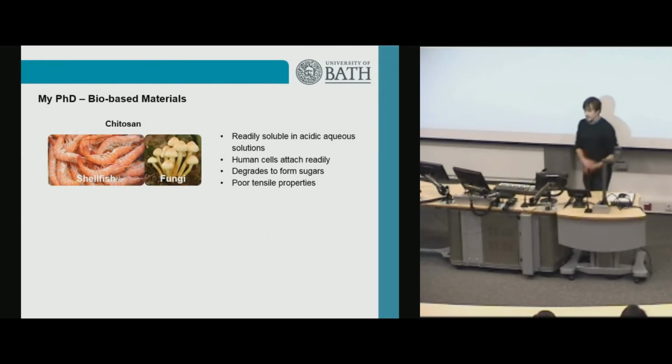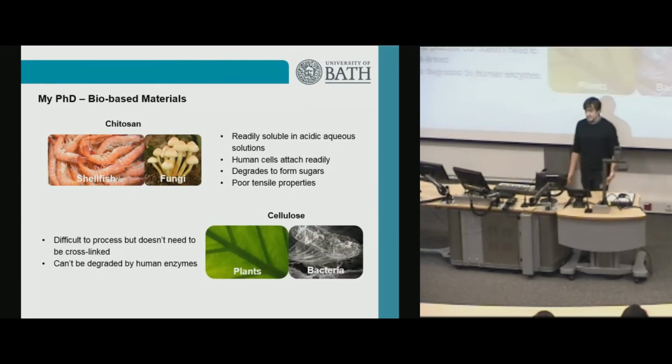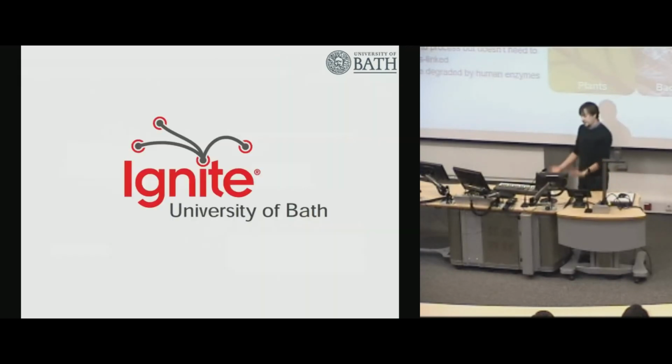So my work, I'm a lowly PhD student, and I'm looking at bio-based materials, in particular chitosan, and it's got a number of properties which are great, but it's got poor tensile properties. So we want to look at incorporating a second polymer into this, in my case, cellulose. Cellulose is great for tensile properties, but has two problems. First of all, it's difficult to process due to the strong bonding, and also it can't be degraded by human enzymes due to a lack of functional groups. And so I'm looking at trying to address these issues, hopefully create some scaffolds, and grow some heart cells.